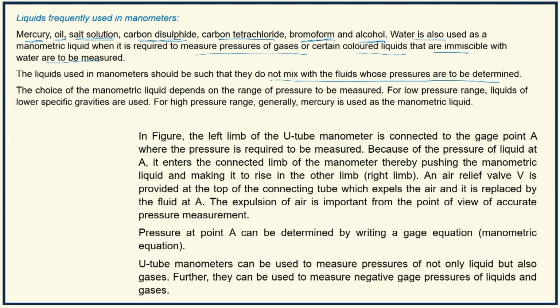The choice of the manometric liquid depends on the range of pressure to be measured. If you want to measure high pressures, you have to use mercury as the manometric liquid, because it has a high specific gravity or specific weight. For a low pressure range, you have to use liquids of lower specific gravities. For a high pressure range, as I told, mercury is used as the manometric liquid.